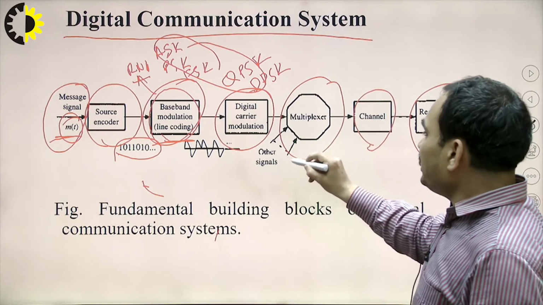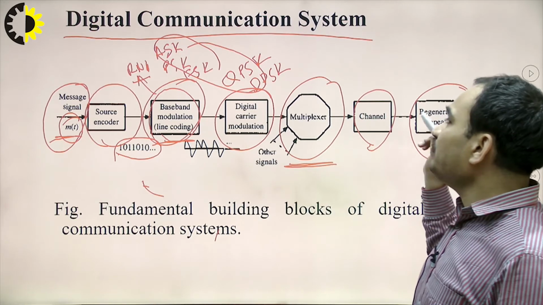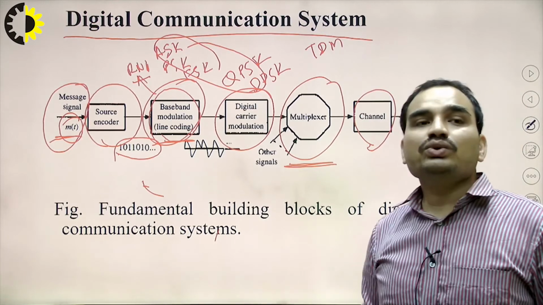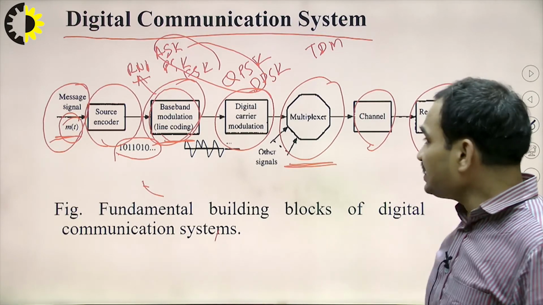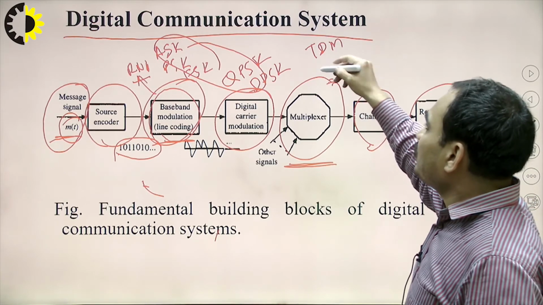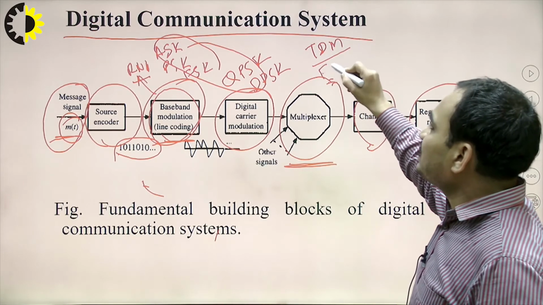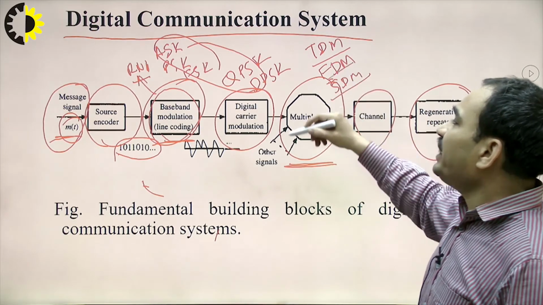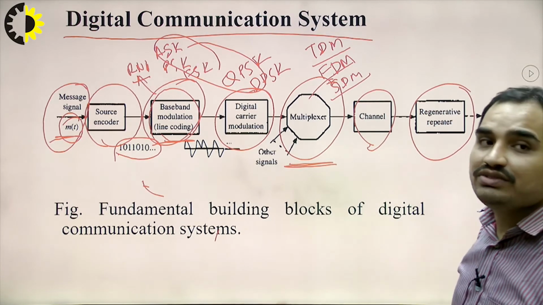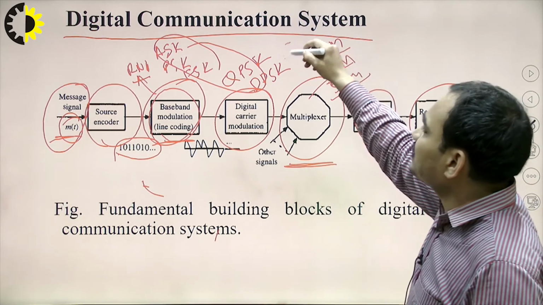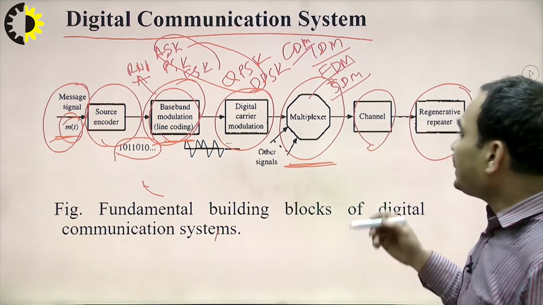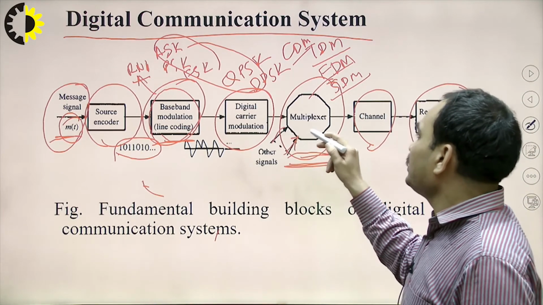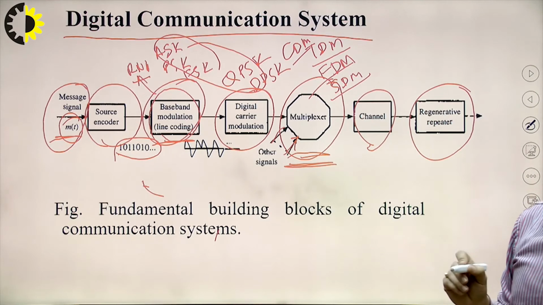What is the use of the multiplexer in this digital communication system? The multiplexer may be time division multiplexing. This is just to increase the number of users or subscribers. It may be time division multiple access, frequency division multiple access, space division multiple access, or code division multiple access, CDMA. Any technique can be used as a multiplexer, so different signals can be multiplexed to transmit along a single channel or single path.